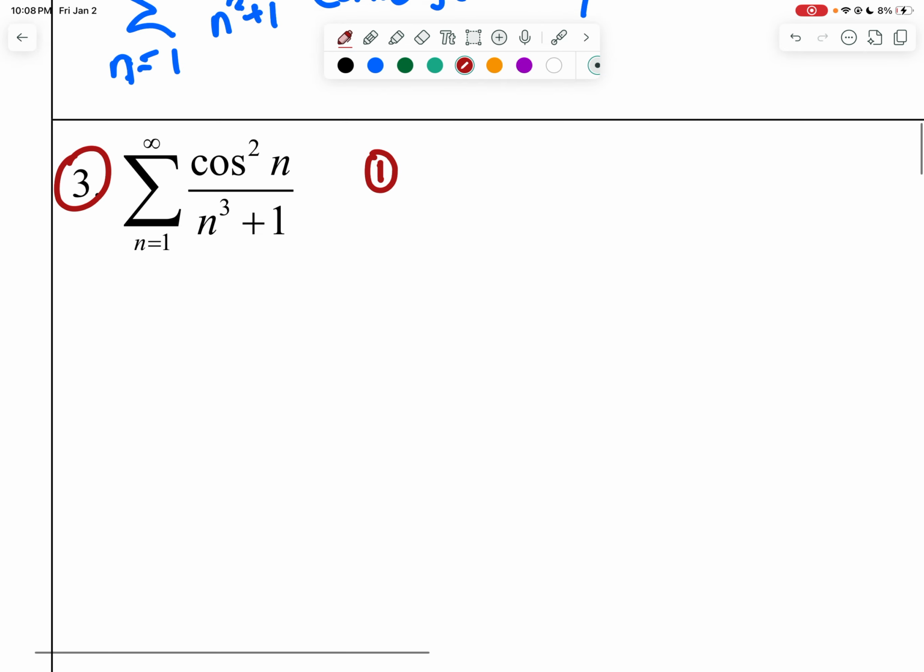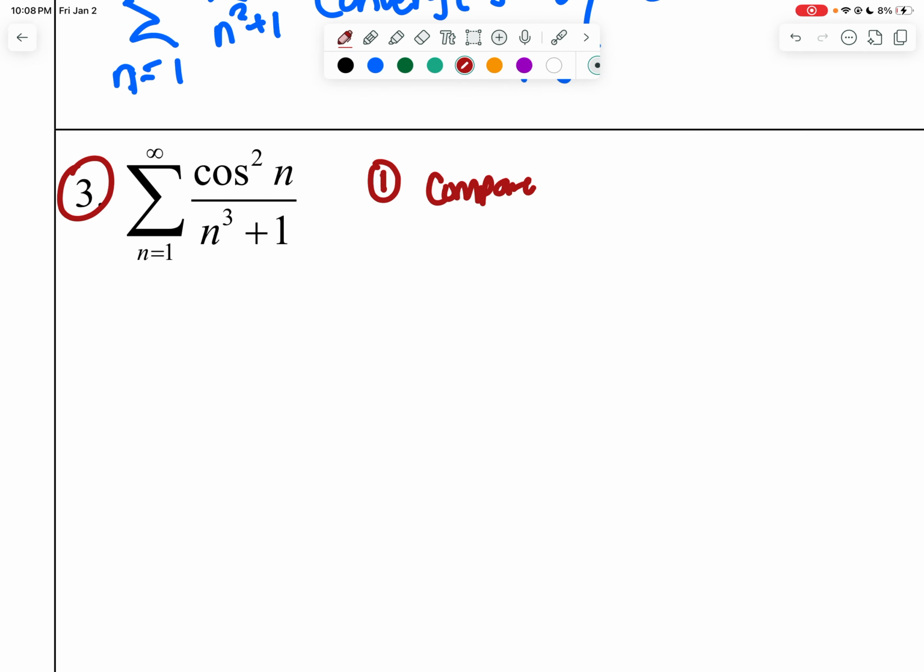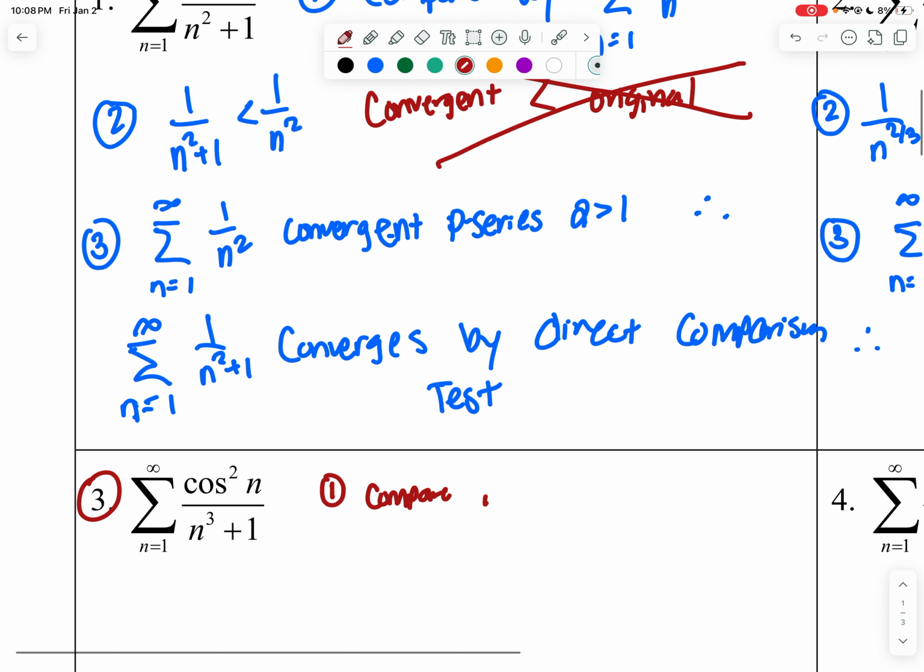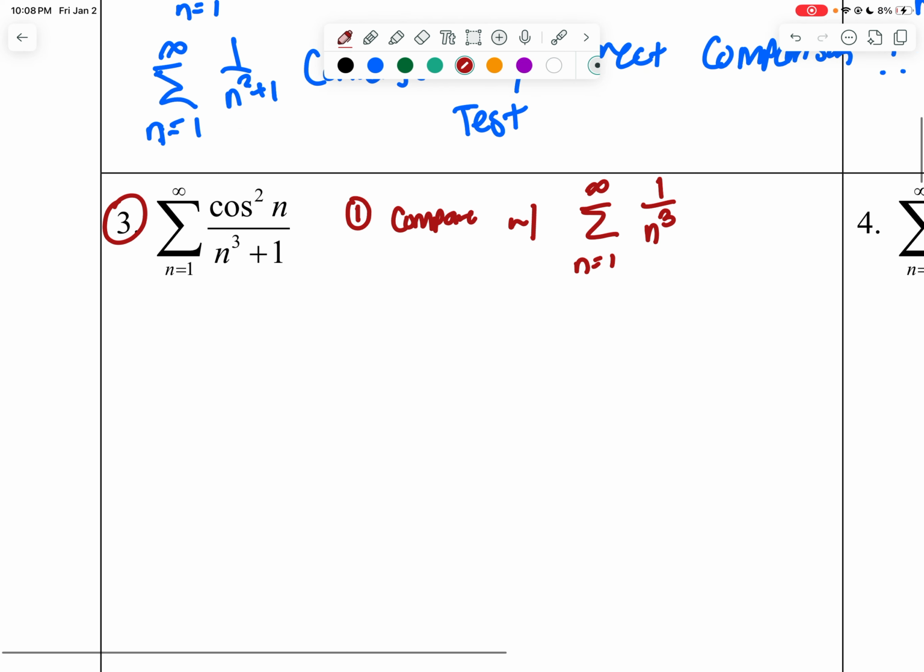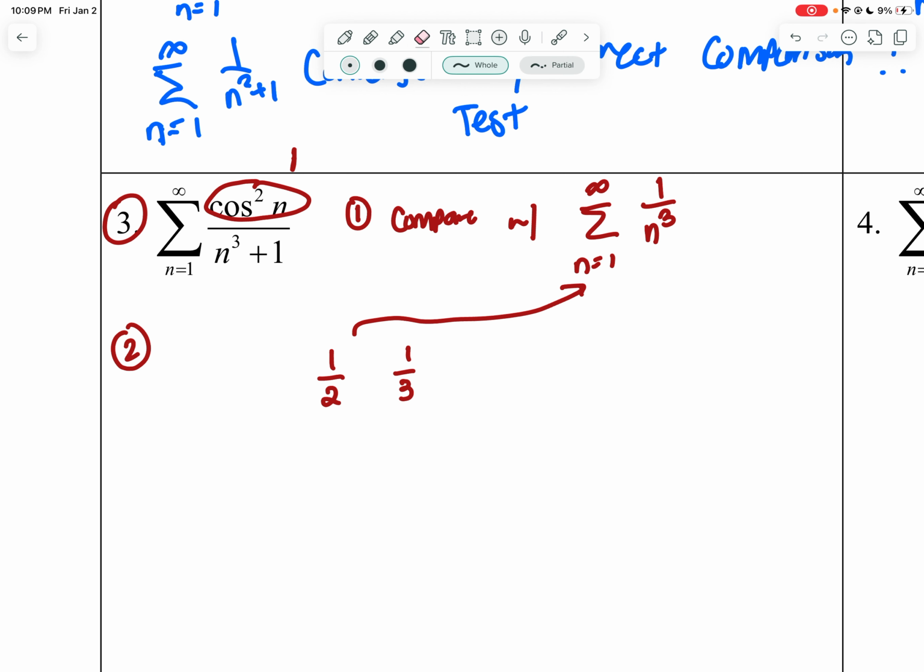So for my first step, I'm going to compare this with the series 1 over n cubed. Not n cubed plus 1, n cubed. Okay, and then for my second step, I'm going to think about which one's bigger. Now, once again, we're just going to pretend that this is 1. So this is just me saying 1 over 2 versus 1 over 3. And we could see that 1 over 2, aka this right here, is bigger. So it's going to be on the right side.